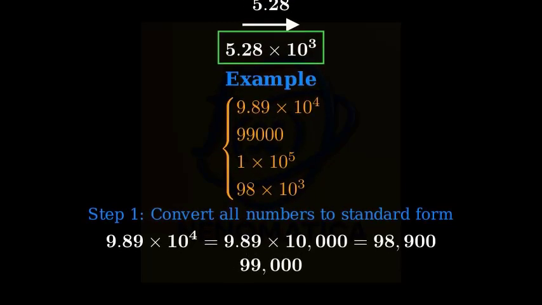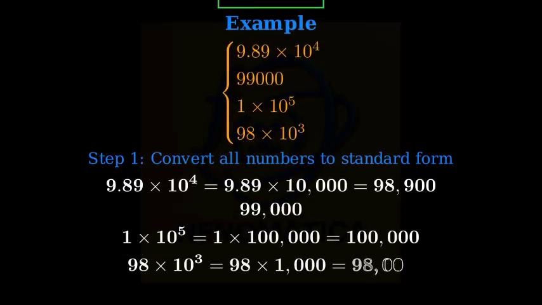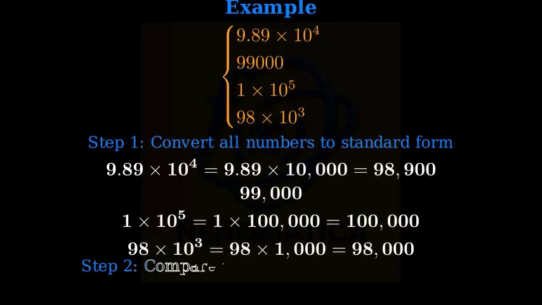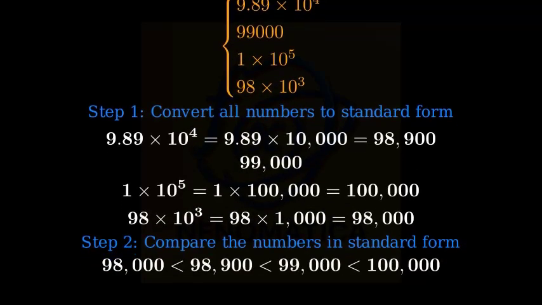The second number, 99,000, is already in standard form, so we don't need to convert it. The third number, 1 times 10 to the power of 5, means 1 times 100,000, which equals 100,000. The fourth number, 98 times 10 to the power of 3, means 98 times 1,000, which equals 98,000. Now that we have all numbers in standard form, let's arrange them from smallest to largest. We have 98,000, then 98,900, then 99,000, and finally 100,000.